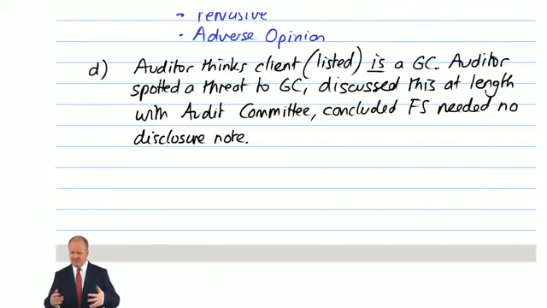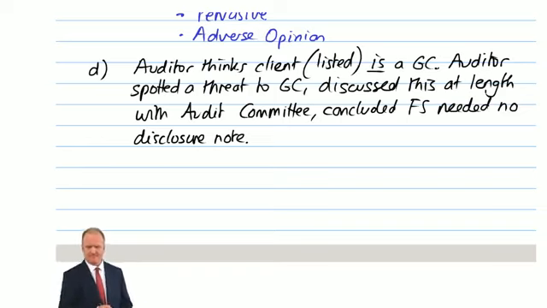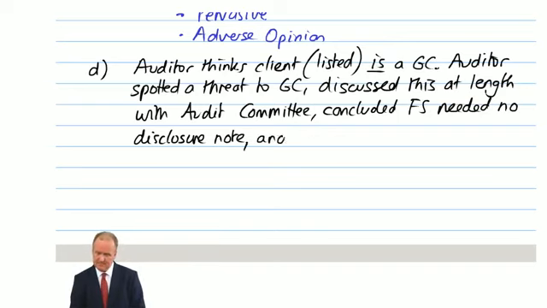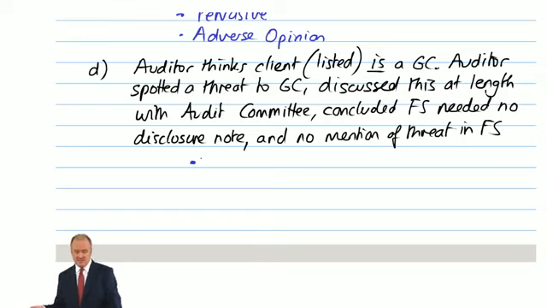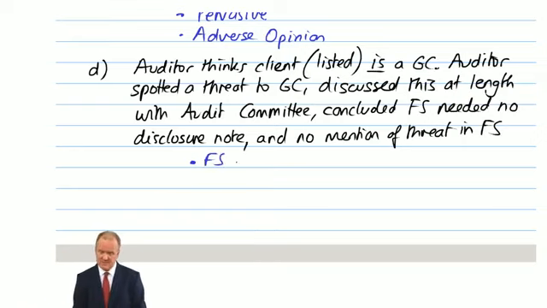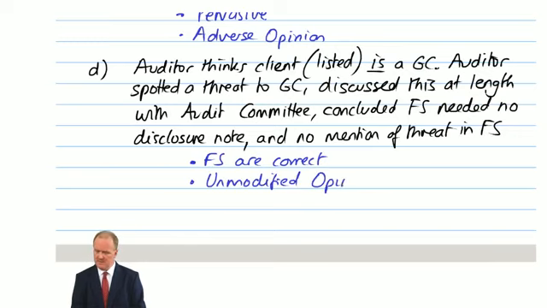Okay, let's be careful here. Needed no disclosure note. I suppose I should add, and there's no mention of the threat in the financial statements. Well, if the auditor thinks no note is needed, and there is no note, the financial statements seem to be correct. And that means I won't be modifying the opinion.